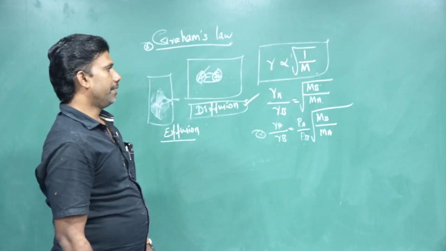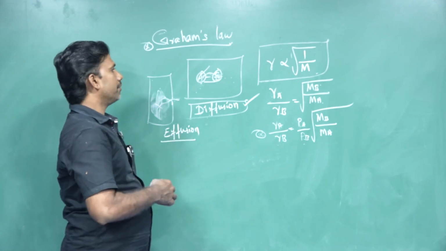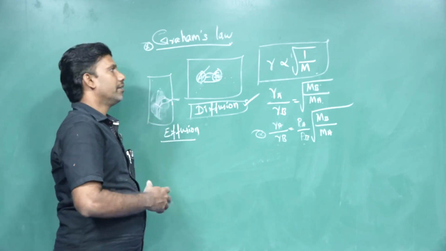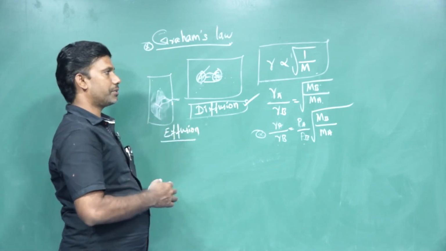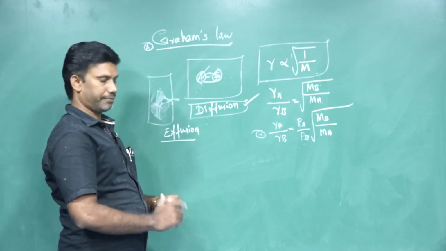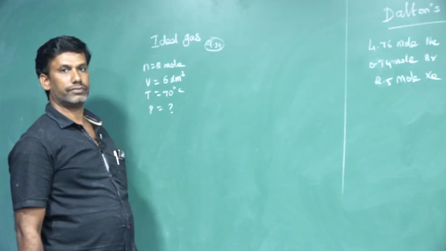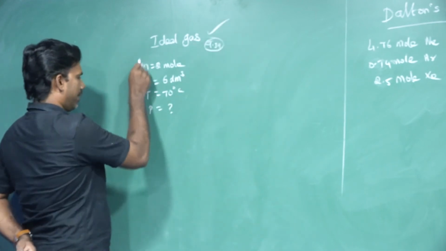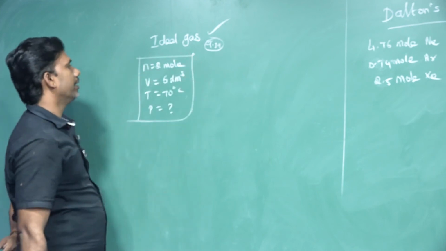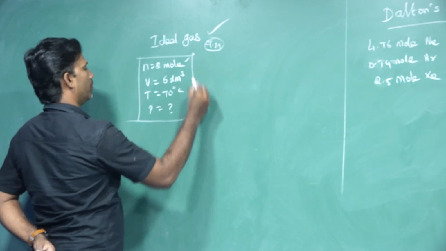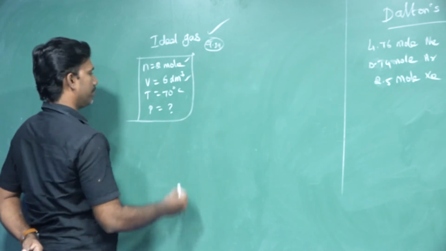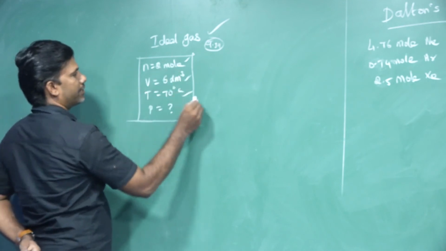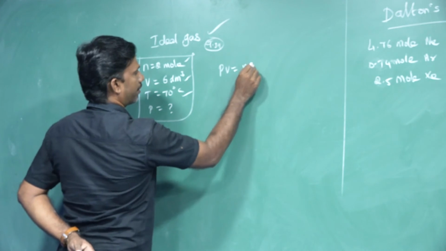Okay. Now let us do some problems for all these three laws: the ideal gas equation, Dalton's law and Graham's law. Let us see an example problem for the ideal gas. I have not written a complete problem, I have just written the data alone. The number of moles is 2 moles, volume 6 decimeter cube, temperature 70 degrees Celsius. What is the pressure? What is the ideal gas equation? PV equal to nRT.